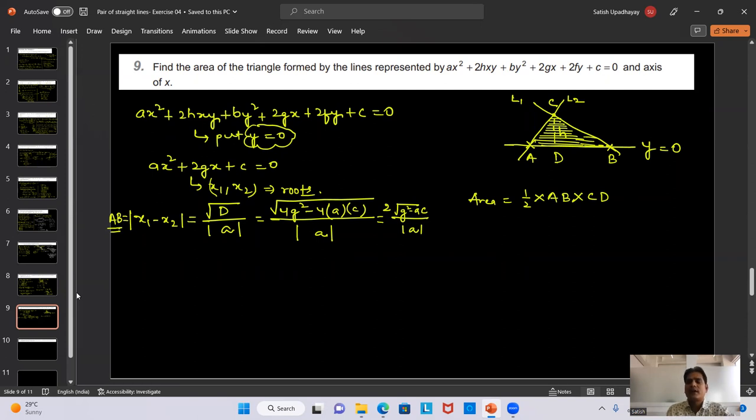And what else do we need to find? We need to find this CD. Basically CD is nothing but the y coordinate of the point of intersection. If you see, the CD length will be the y coordinate of the point of intersection of L1 and L2. Now, what will be the y coordinate for this point of intersection?